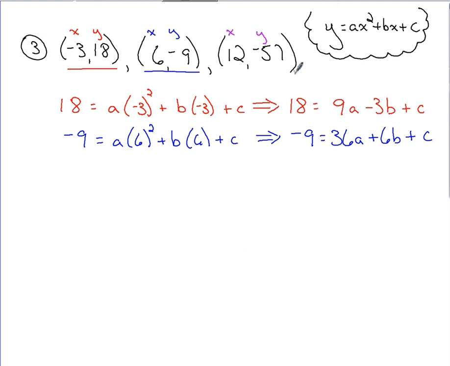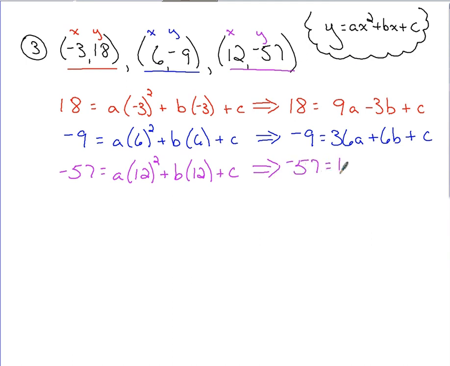For good measure, let's do the same with the third point. Y now being -57, x now being 12. Simplifying that, I've got -57 equals 144a plus 12b plus c. So using the given information, these points on my curve, I've plugged in what I can.